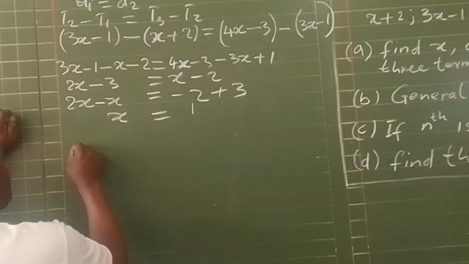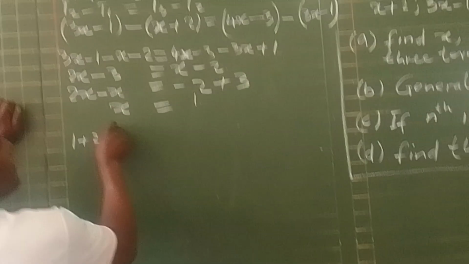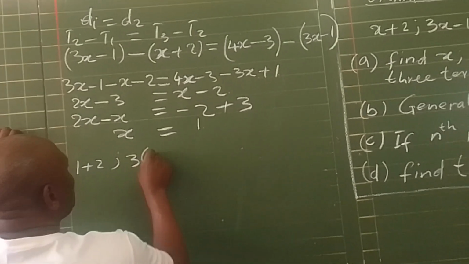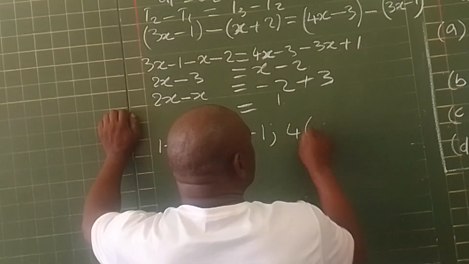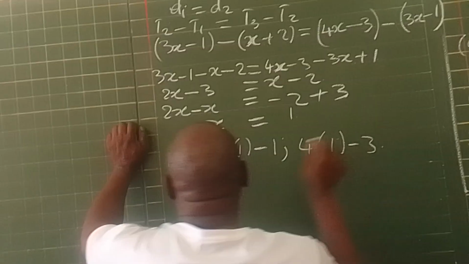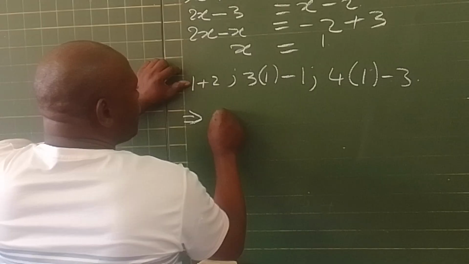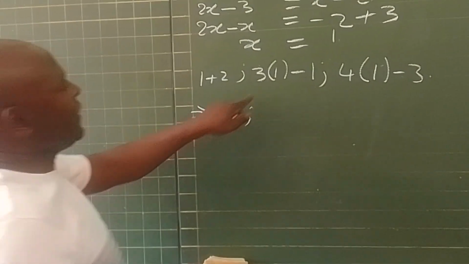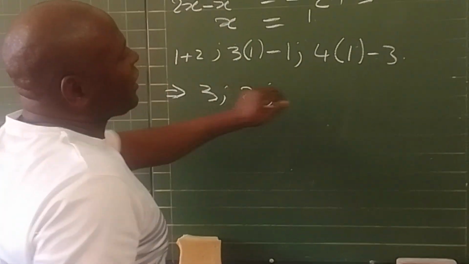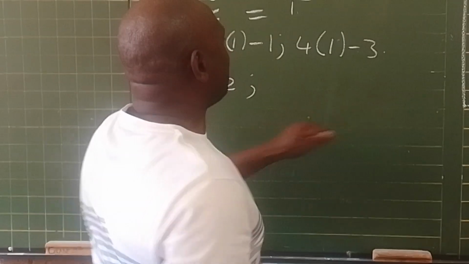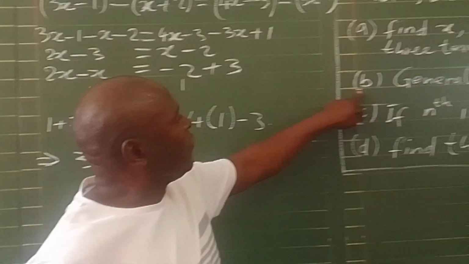The first term is x plus 2, which is 1 plus 2. The second one is 3 times 1 minus 1. The third one is 4 times 1 minus 3. This is going to be 1 plus 2, it's 3. The first term is 3. The second term is 3 minus 1, it's 2. The third term is 4 times 1 is 4 minus 3 is 1. 3, 2, 1.